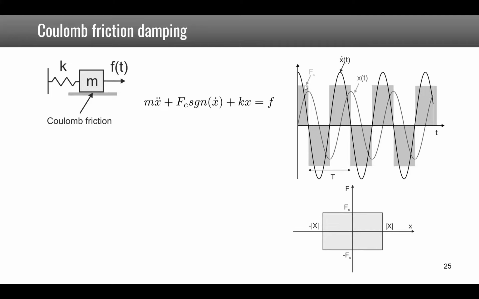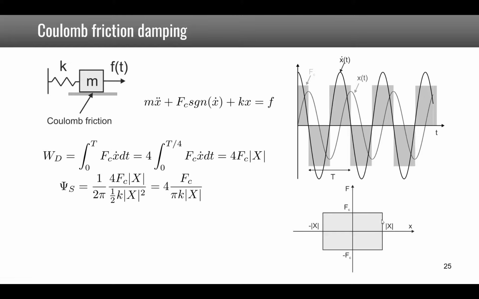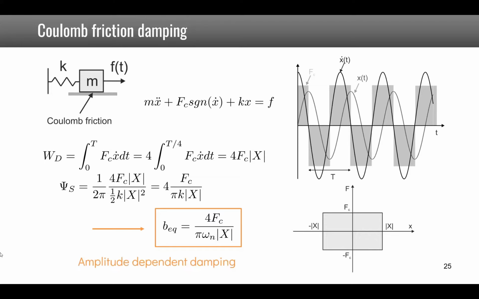Now, if we plot that in an F-x diagram, we see how Fc will change with x, and the dissipated energy is given by the area inside this rectangle. So it is equal to 4 times Fc times x. The psi s being the ratio of the dissipated energy over one cycle divided by the maximum potential energy, which is 1/2 k x squared, we end up with psi s equal to 4 Fc by kx. This means that the equivalent damping is given by 4 Fc over pi omega n x, and we have a damping which depends on the amplitude of motion x, so it is a nonlinear damping coefficient.